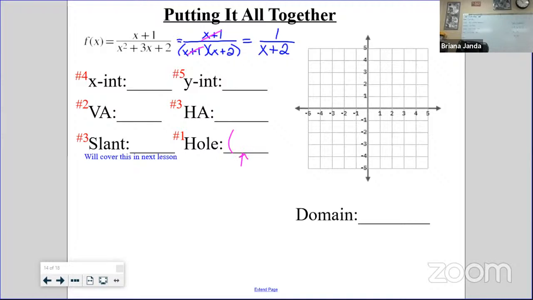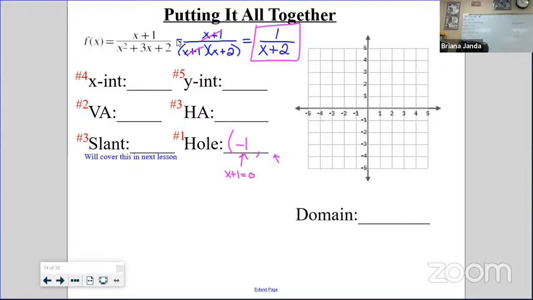So for this part, for whatever reason, people forget one or the other of them. How do I find the first part? What I crossed off. So I set what I crossed off equal to 0, and I find out that x equals -1 for the hole. The second part of it, you have to use what's left over. What's left over? 1 over x plus 2. This is what we use for the entire rest of the problem, including the second half of the hole.